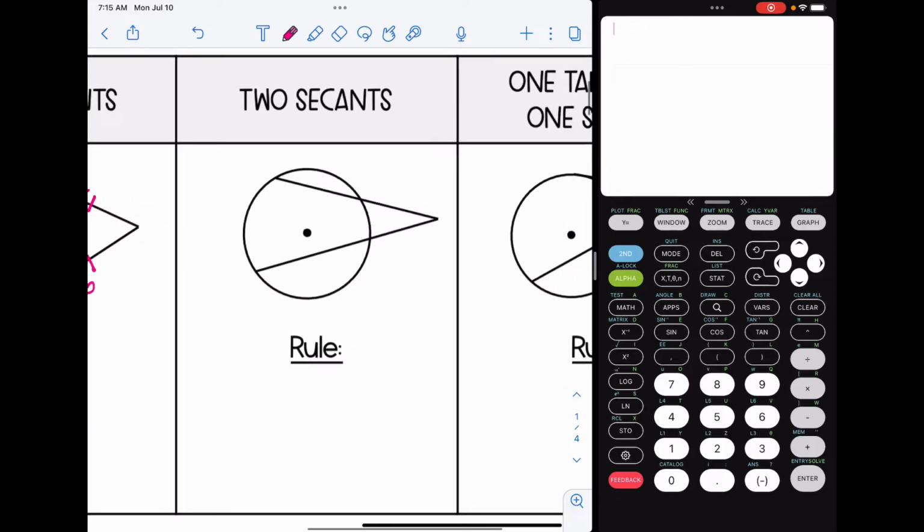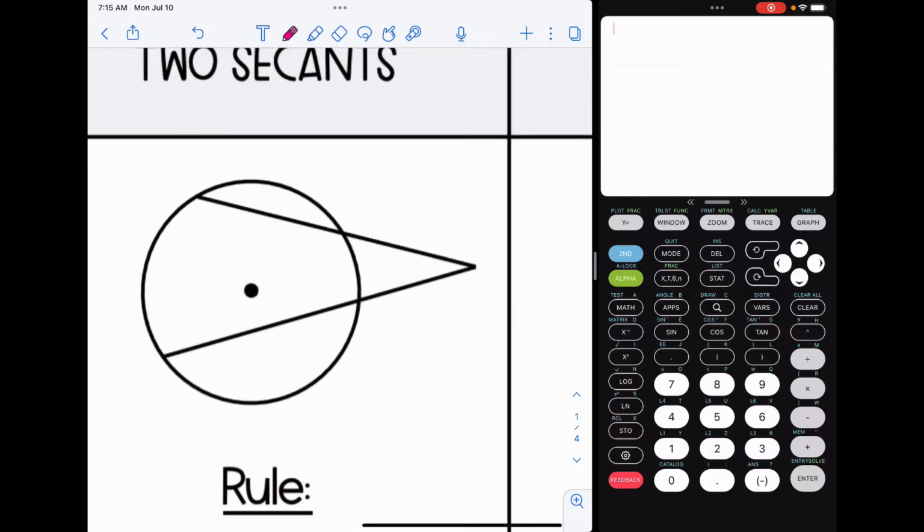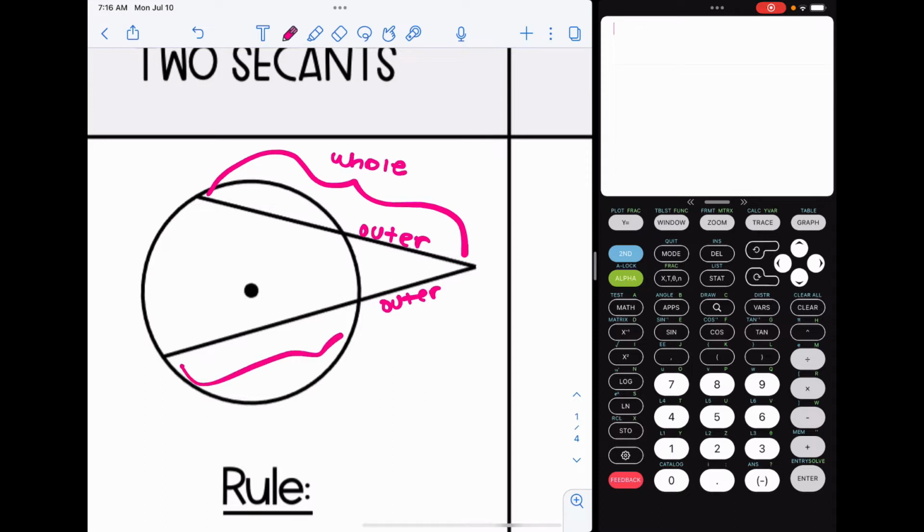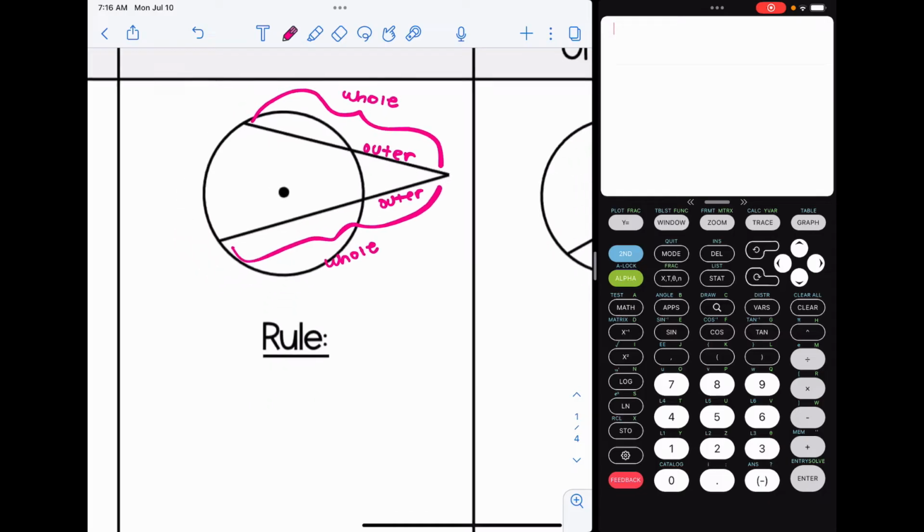All right, if we have two secants, here's what we're going to take important note of. If I zoom in on this picture and look at one of the secants, there's always going to be a piece that's outside the circle, and there's going to be a piece of the other secant that's outside the circle. Then we have the whole entire secant, and we have the whole entire other secant. So we're going to pay attention to the outer parts and the whole thing. We are not going to use the piece that's inside the circle as part of our formula rule here.